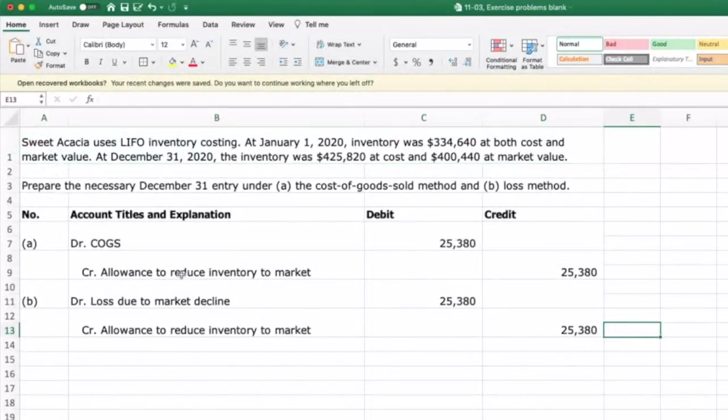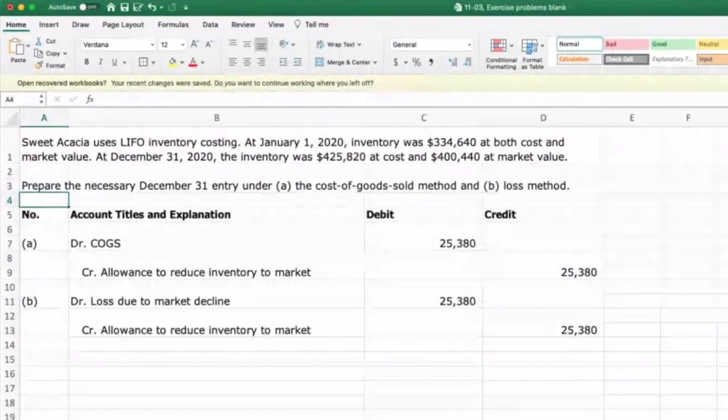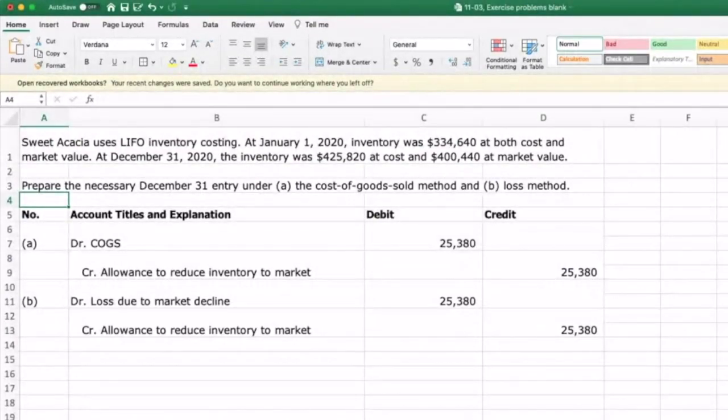That wraps up our discussion of how to record the journal entries for the reduction in market value of inventory when we're recording inventory at the lower of cost or market under either the cost of goods sold method or the loss method.